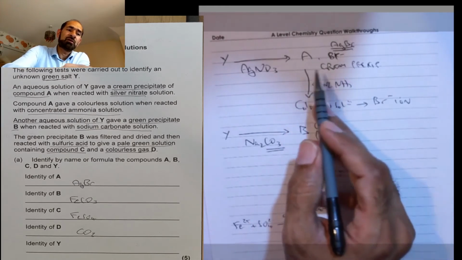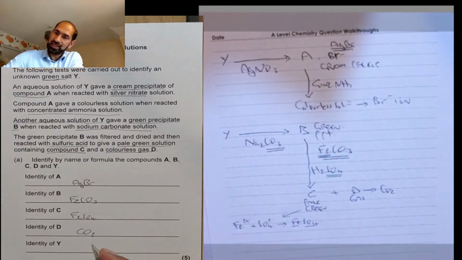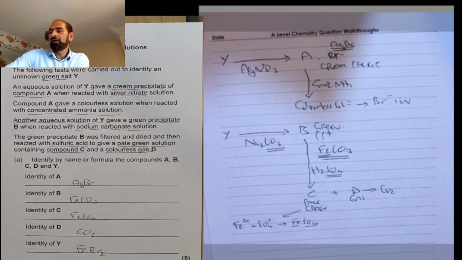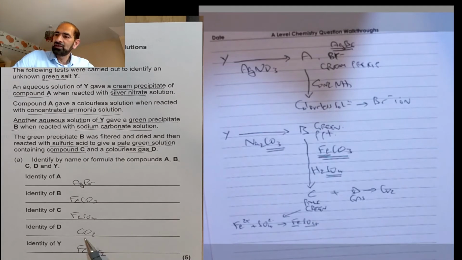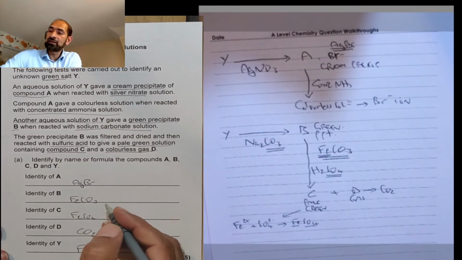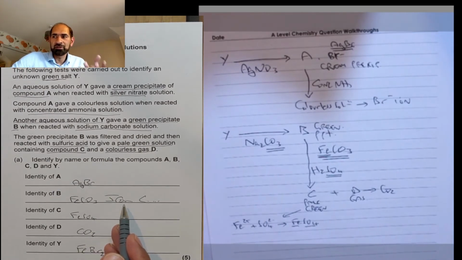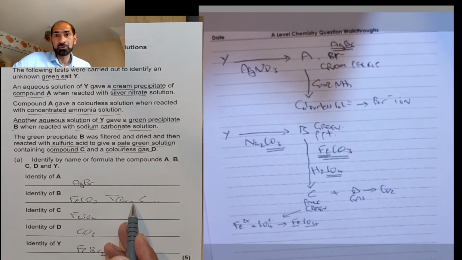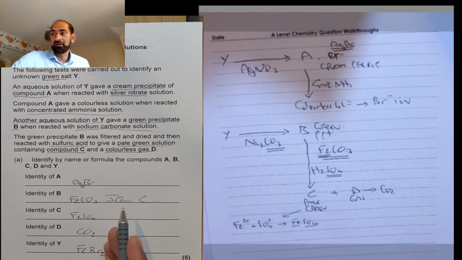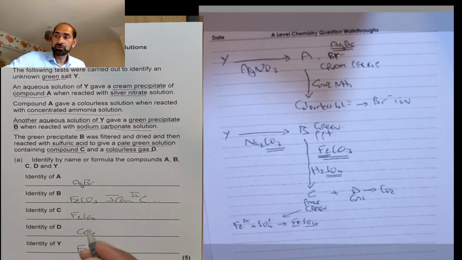And the non-metal part of this Y is bromide. So this is FeBr2. Now, you need to remember something. If you do decide to write names, identify by name, so not formula but name, you can't just write iron carbonate, because you need to tell the examiner which iron it is. Is it iron 2, iron 3? So you've got to write Roman numerals to identify the oxidation state of this iron. So it'll be iron(II) carbonate.